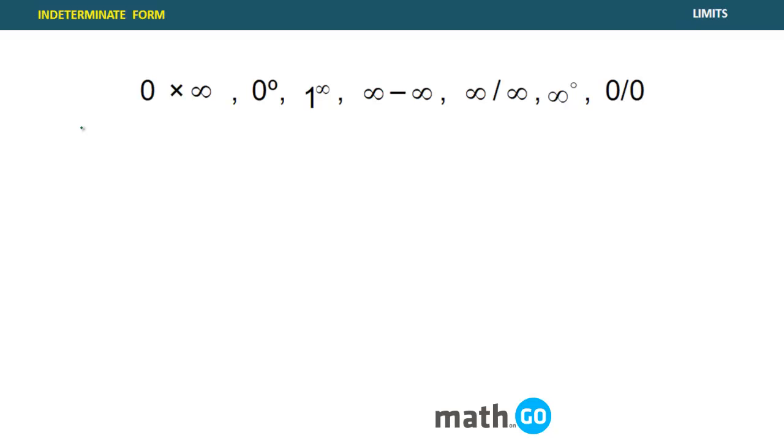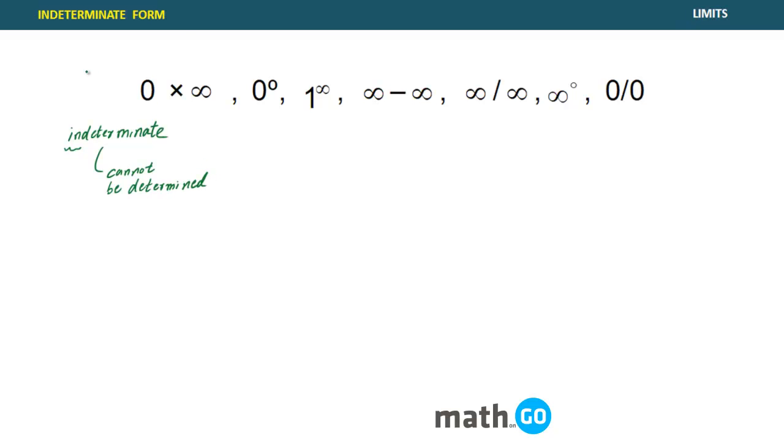Before starting this chapter, the first thing that we need to understand is the term indeterminate form, right? Very important. As the name suggests, determinate means which you can determine, so indeterminate means which cannot be determined, right? And that is the reason that we study limits. These are the forms which cannot be determined, and that is what we actually study in this particular chapter.